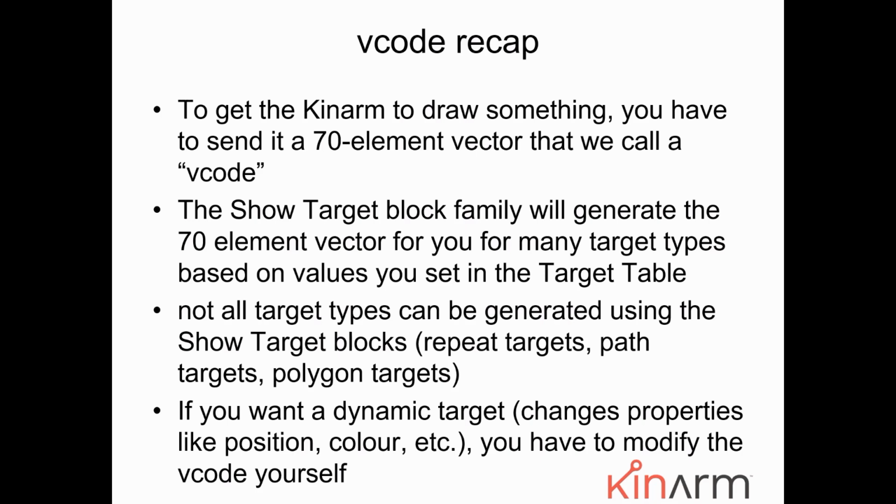So, a quick recap of visuals. To get the Kinarm to draw something, you have to send it a 70-element vector that we call a V-code. Show target block family will generate the 70-element vector for you for many target types based on values you set in the target table. Not all target types can be generated using the show target blocks. That includes repeat targets, path targets, and polygon targets. If you want a dynamic target that changes properties like position, color, etc., you have to modify the V-code yourself.